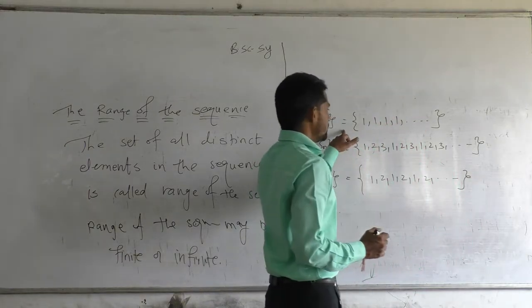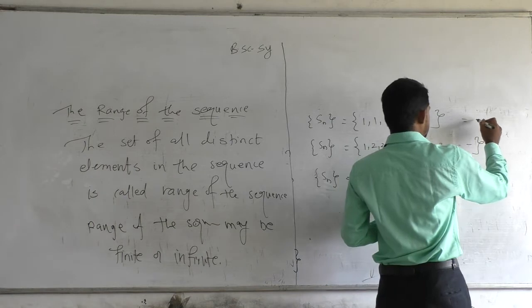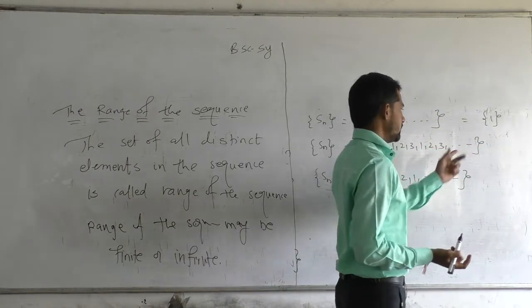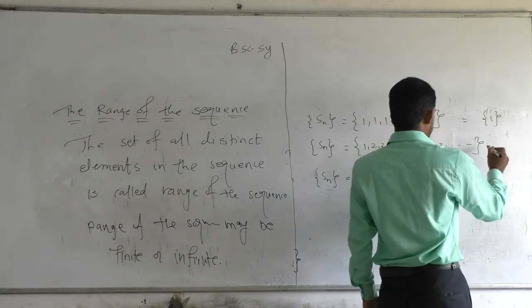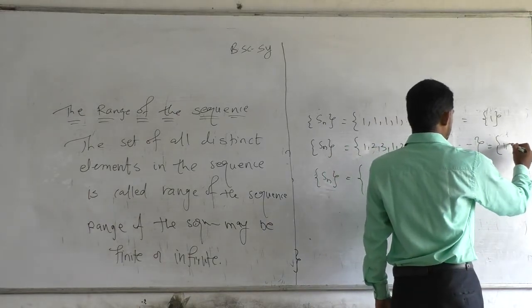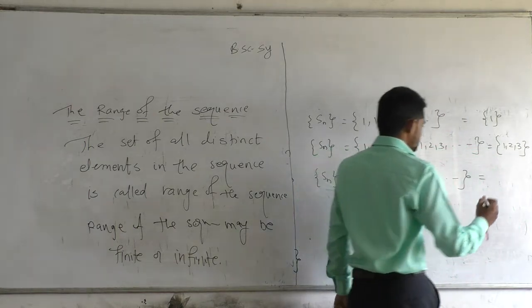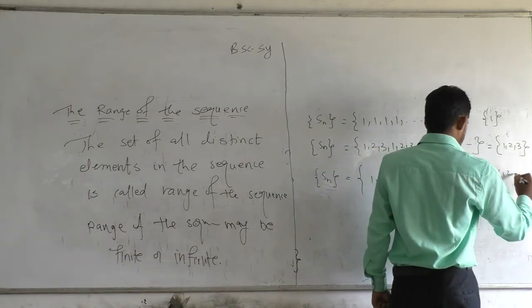Now, the range of the first sequence is only one element, which contains 1. The range of the second sequence is 1, 2, 3, and the range of the third sequence is 1, 2.